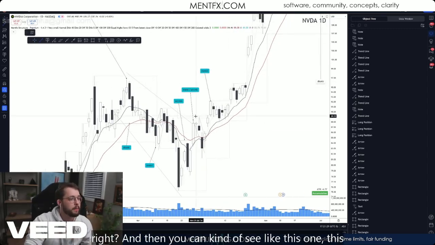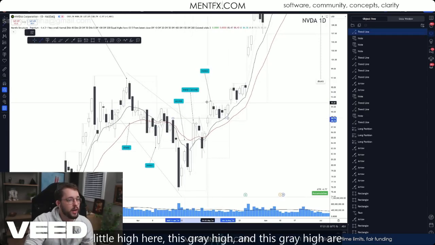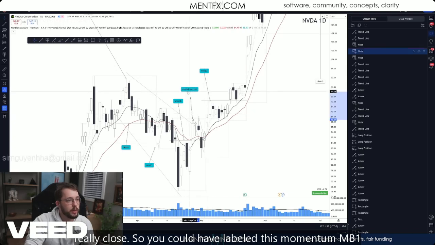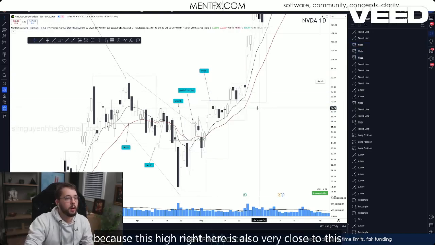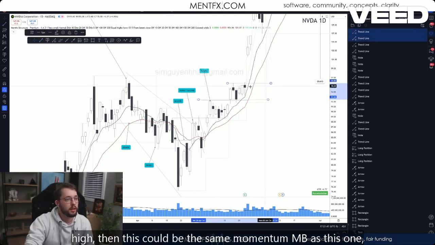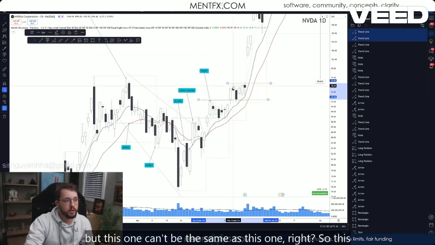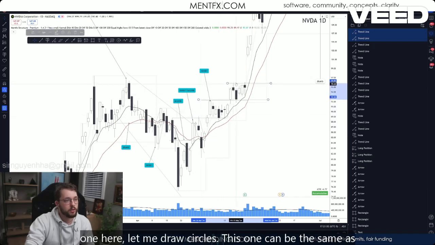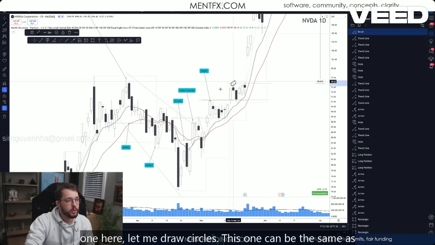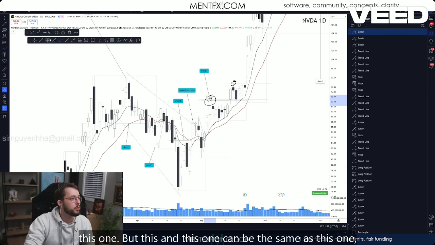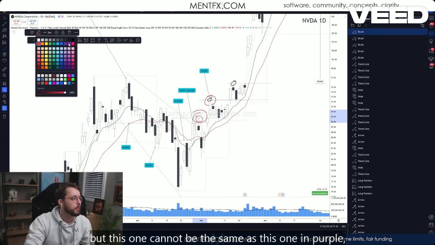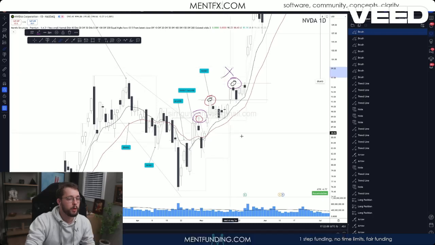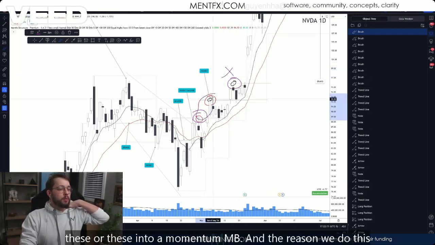And then you can kind of see this little high here, this gray high and this gray high are really close. So you could have labeled this momentum MB1 and this momentum MB1, basically dropping it like that. But because this high right here is also very close to this high, this could be the same momentum MB as this one, but this one can't be the same as this one in purple, right? So very simply, we know that we can either group these or these into a momentum MB.